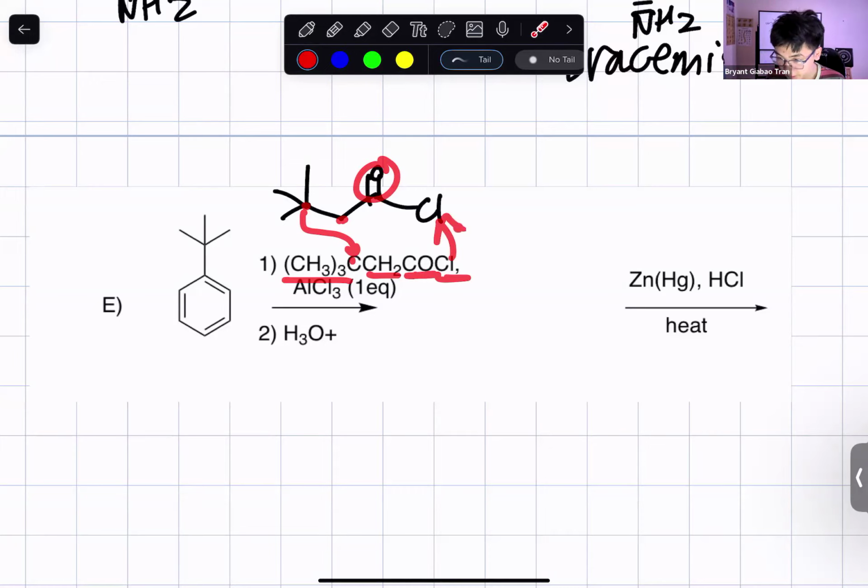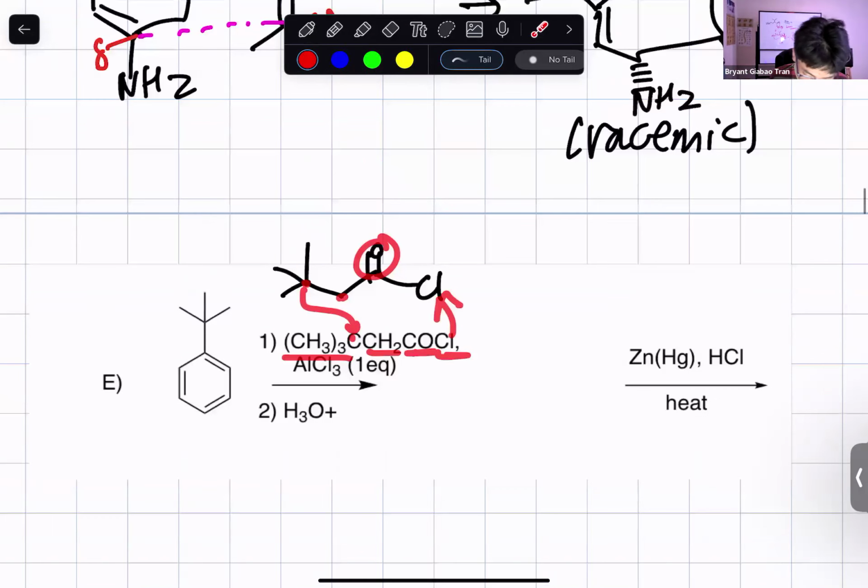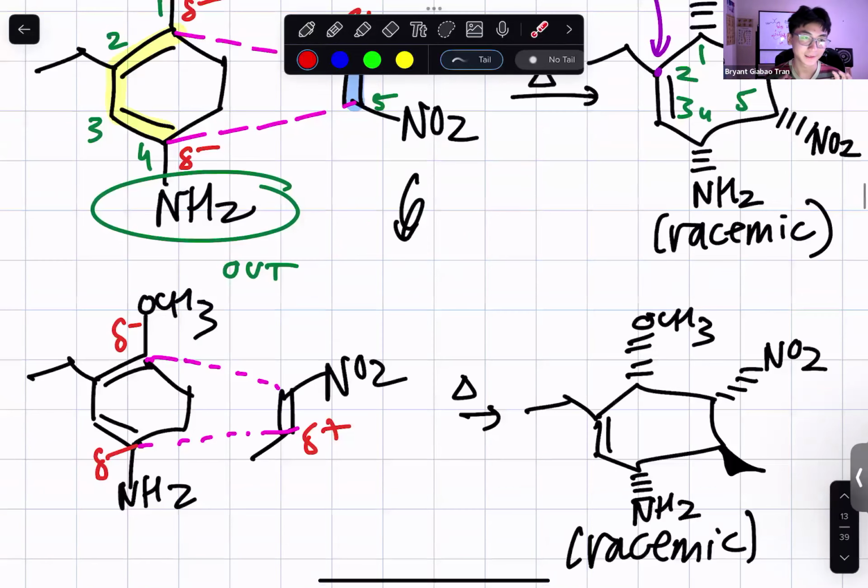For the EDGs, would one be stronger than the other where the partial negative charge is affected? Yeah, so in this case right here, if both EDGs can donate electrons by resonance, then both partial negative charges would do the Diels-Alder reaction. So don't worry about the strengths of EDGs and EWGs in Diels-Alder. Worry about that for EAS reactions.